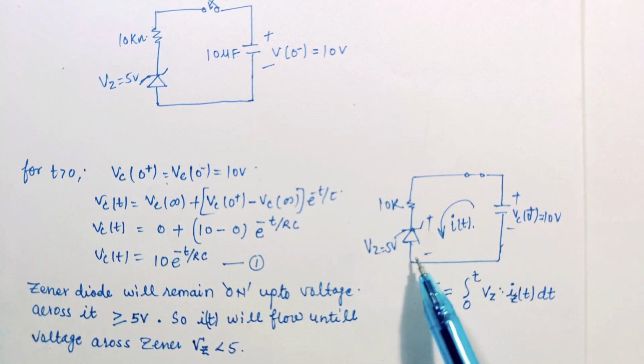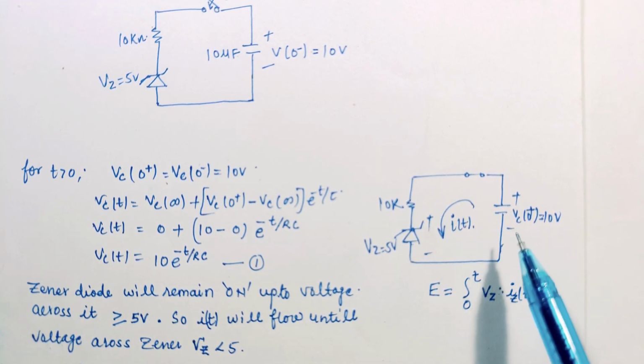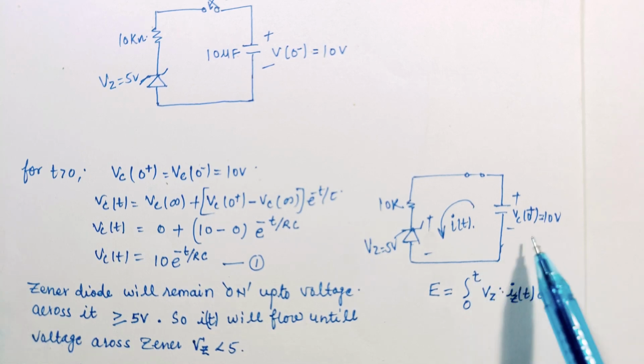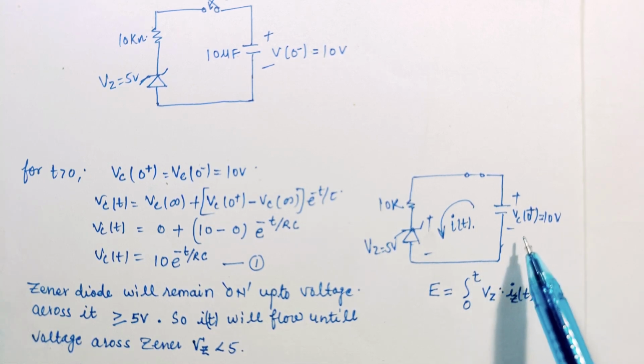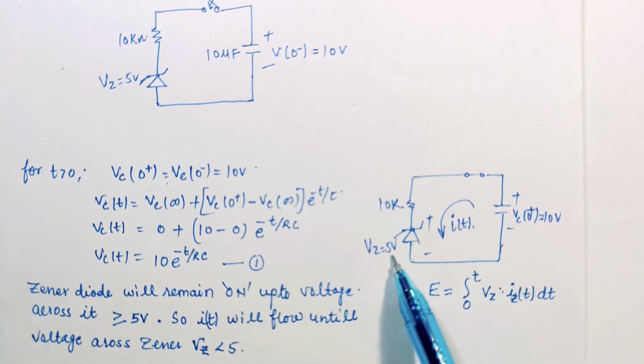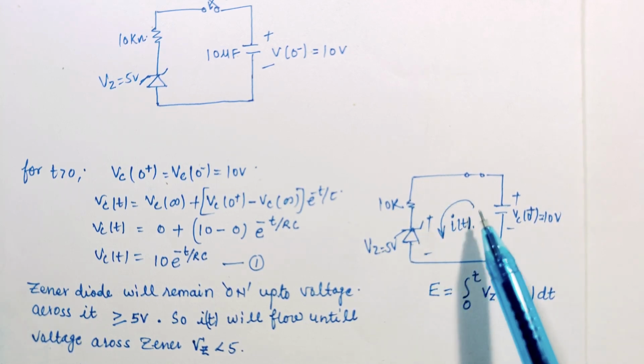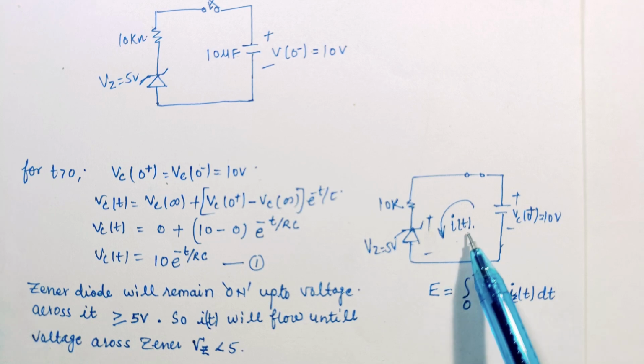We know that some energy will be dissipated in this 10k ohm resistance, and some energy will be dissipated in this zener diode. This voltage will decrease as time passes, and the voltage across this capacitor will reduce. When the voltage across this capacitor becomes equal to 5 volt, then the zener diode voltage will be 5 volt also. So the current flowing through this resistance will be equal to 0. So no current will flow in this circuit when the voltage across this capacitor becomes 5 volt.